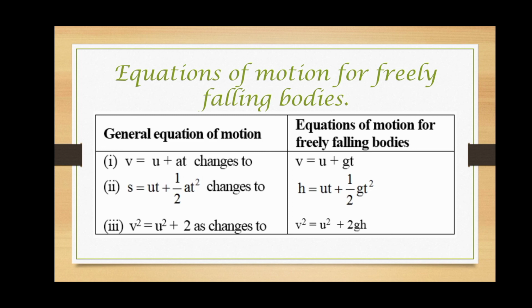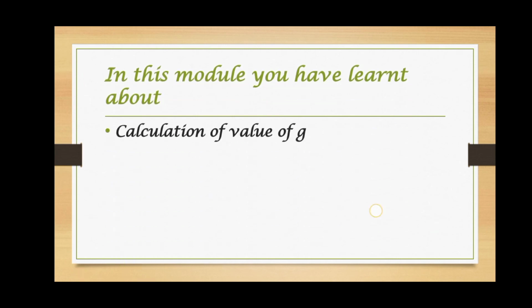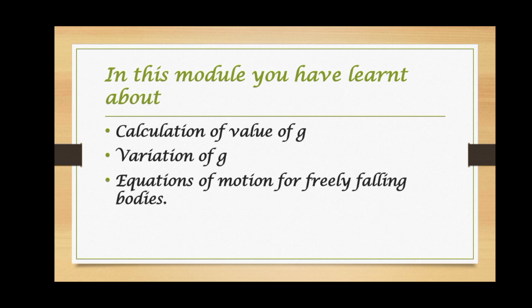This gives us the following modified equations for the motion of freely falling bodies. The first equation v equals u plus a t changes to v equals u plus g t. s equals u t plus half a t square changes to h equals u t plus half g t square. The third equation v square equals u square plus 2 a s changes to v square equals u square plus 2 g h. In this module, you have learned about calculation of the value of g, variation of g, and equations of motion for freely falling bodies.